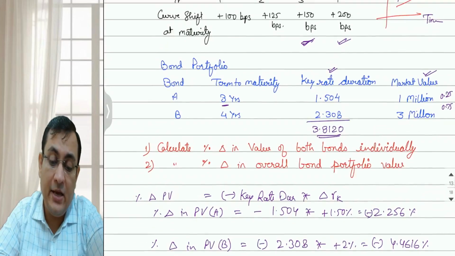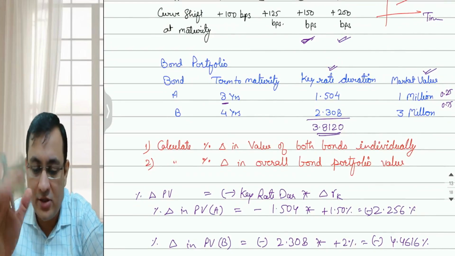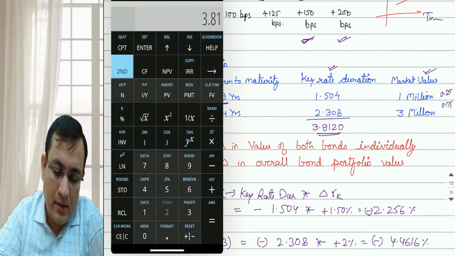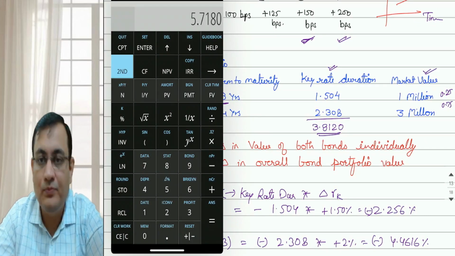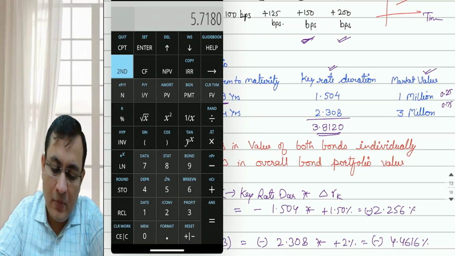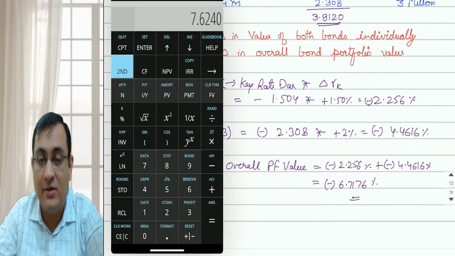So let's say the yield curve goes for a parallel shift of 1.5%. What will be the impact? The parallel shift impact will be 3.812 multiplied by 1.5, that is 5.7%. If it changes by 2% in parallel, it will be 3.812 multiplied by 2, that is 7.62, and we are getting somewhere in between.